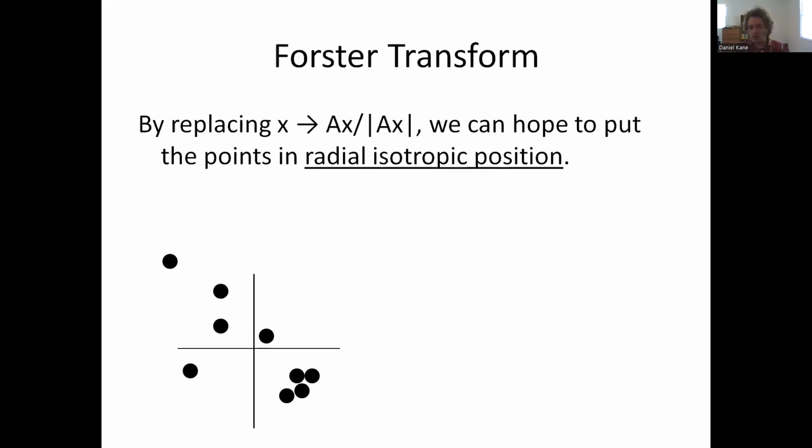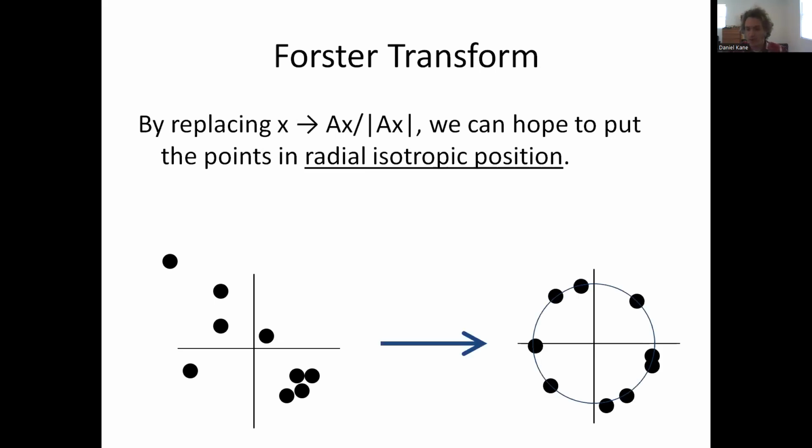And the idea of a Forster transform is we want to do both of these things at the same time. So first we apply a linear transformation, the same linear transformation to all of our points. We then rescale all of our points to make them unit norm. And the hope is to put these points in radial isotropic position. That is, a bunch of points that are all unit norm and are isotropic. And if we can do this, it is better behaved than either of the two conditions would be alone, as we'll see at the end of the talk.